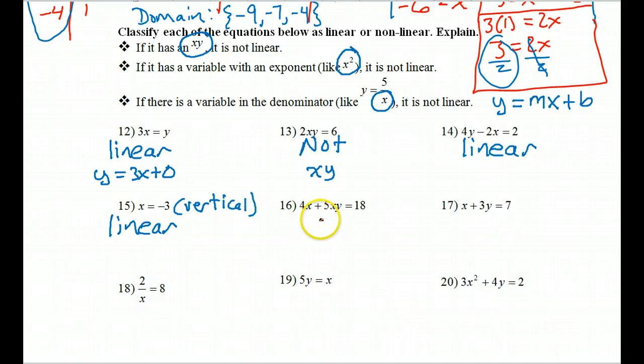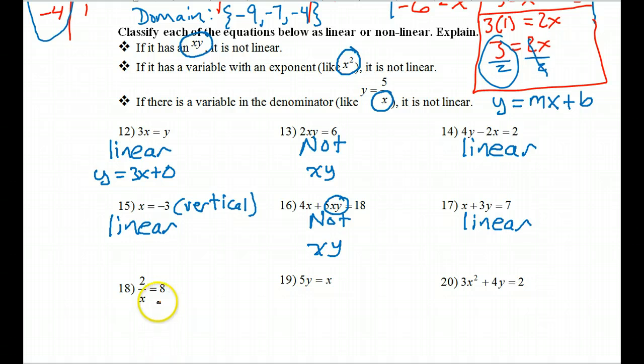What about number 16? Linear or not linear? It's definitely not linear because of the xy. You can't have that. What about number 17? Linear or not linear? That one is linear. There's no xy, there's nothing squared or to the third power, there's nothing in the denominator. If I subtracted x from both sides and divided by 3, I could write it as y equals mx plus b.